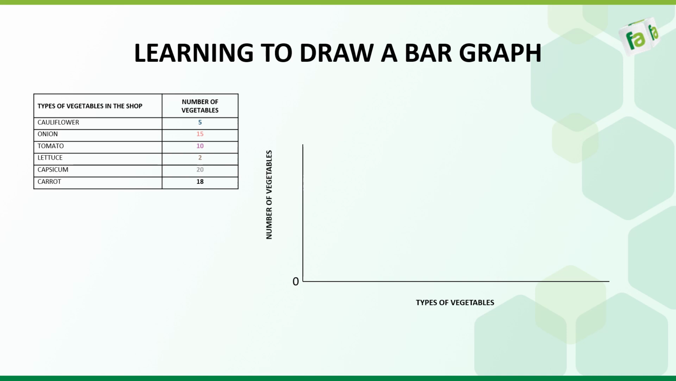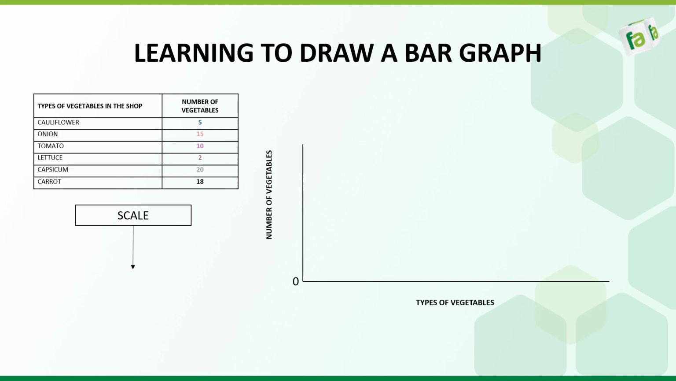Also remember, we can interchange the positions of items and represent data in a different way. Now, we need to choose a scale, which simply means that we must decide how many vegetables will be represented by 1 unit length of a bar.